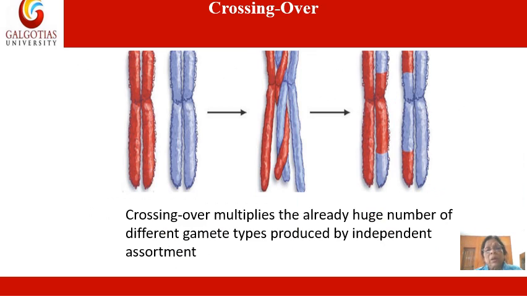This is again showing the crossing over. These are the two homologous chromosomes. One is from father and one is from mother. See how they are coupling or pairing, and then resulting in transfer of some of the genes from the mother's chromatid to the father's and the father's to the mother's, and later on they separate. So crossing over multiplies the already huge number of different gamete types produced by independent assortment.